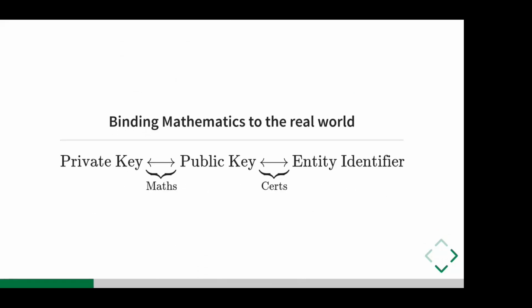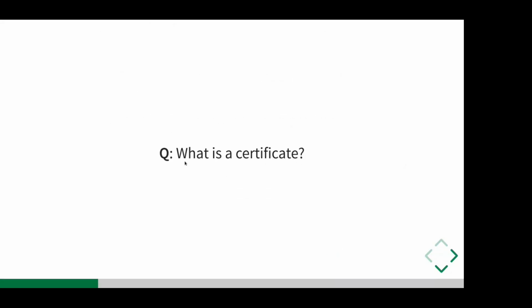As I said, the binding between private and public key is done through mathematics, and the binding between public key and entity identifier is done through certificates. And in the real world, this is implemented through code. So for example, if your mathematics is perfectly fine, but the code that checks the certificate is wrong, you are not good. It's very bad.